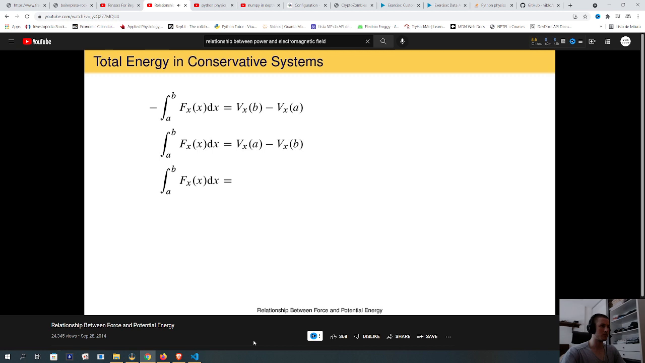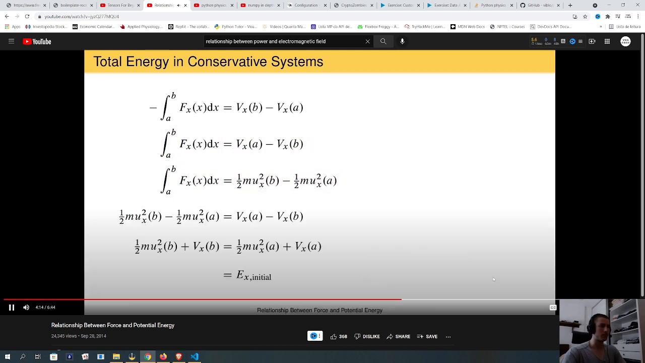We've also learned that in any system, the net work is the change in kinetic energy of the object in moving from point A to point B, which is expressed as the final kinetic energy, that at point B, minus the initial kinetic energy, which is that at point A. The left-hand sides of these two expressions are the same, which means we can set the right sides equal to each other.